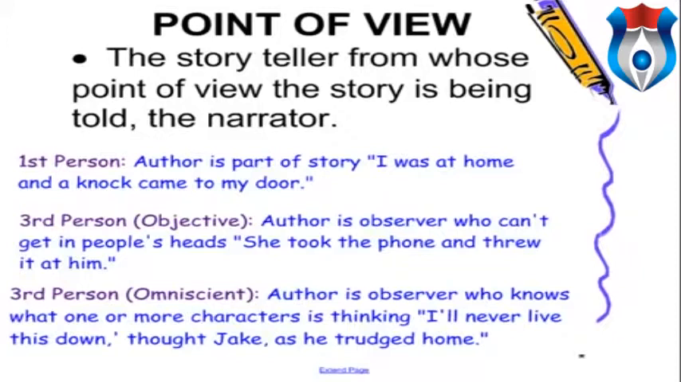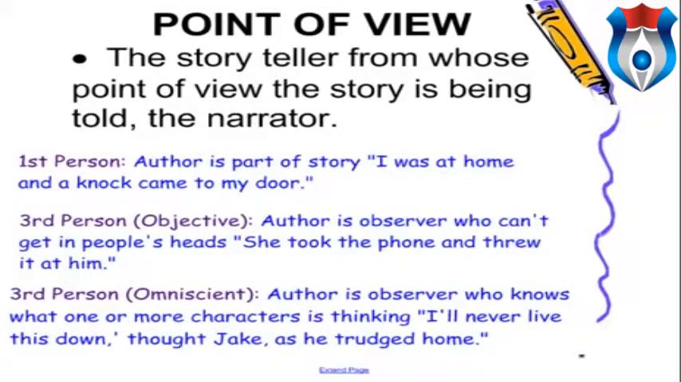Third person has two sides to it. There's an objective and an omniscient. The third person objective means the author is an observer who can't get inside people's heads. So you can't hear what other people are thinking, but the author's not a character. So an example is, "She took the phone and threw it at him." We don't get information about what she's thinking when she does that, we just see the action. So it's almost like the author's like a video camera that's filming the whole scene.